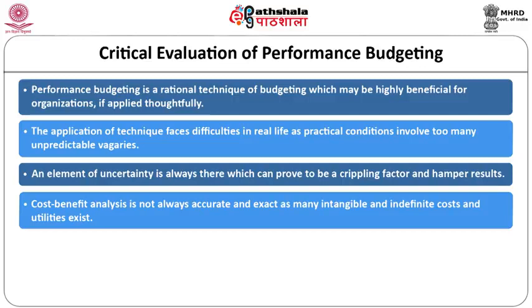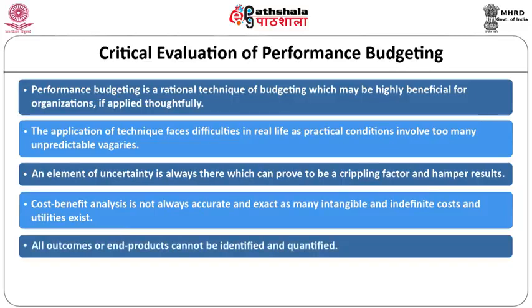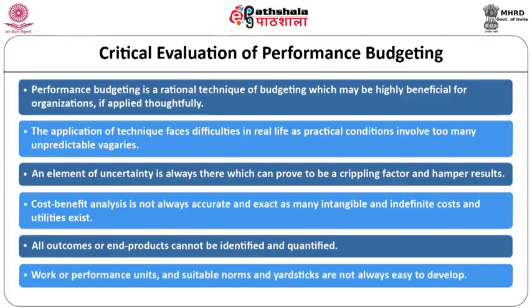The fifth issue in the critical evaluation of performance budgeting is that all outcomes or end products cannot be identified and quantified. There may be certain things which can be perceived but cannot be measured in a quantified manner, and that's why we cannot apply the performance budgeting technique there. The sixth issue is work or performance units. Suitable norms and yardsticks are not always easy to develop to measure the work of a certain performance unit.